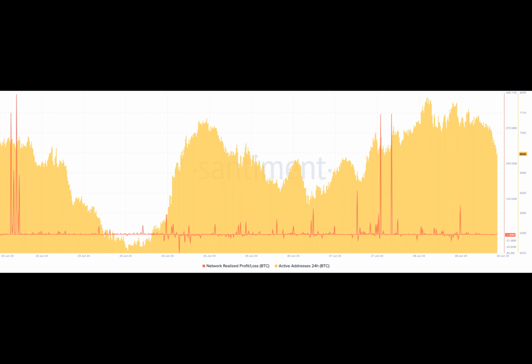However, the network realized profit/loss is typically expected to foreshadow a price increase, but with the dwindling activity on Bitcoin's network, this might not be the case. As of now, the 24-hour active addresses have dropped to 694,000, down from almost 1 million a few days ago. With decreasing activity on the network, we could see a notable decline in demand for the coin, potentially causing the price to drop. But as always, the future remains uncertain.